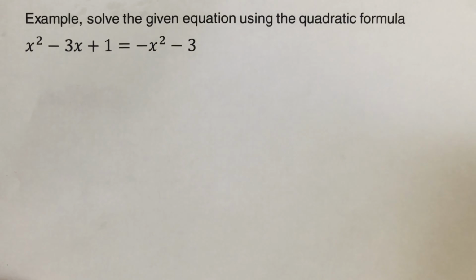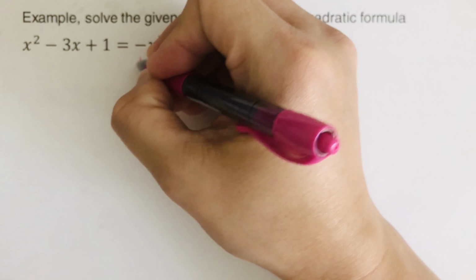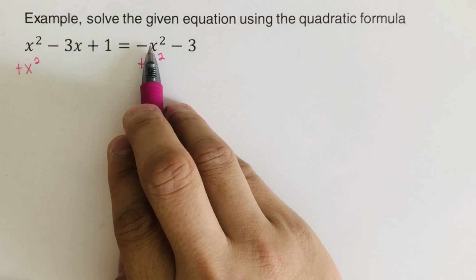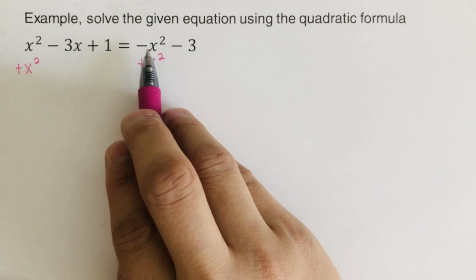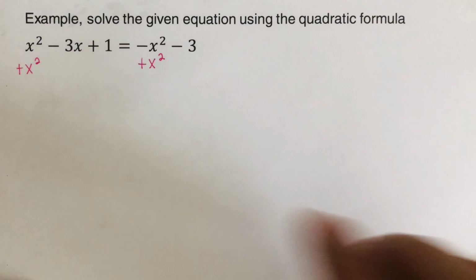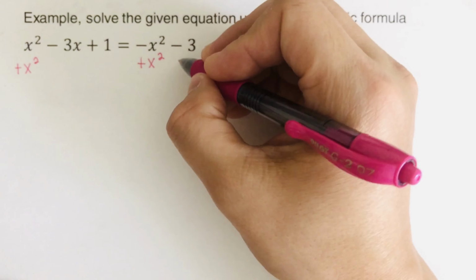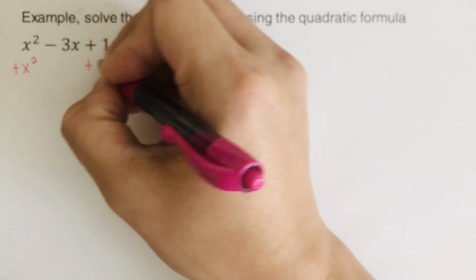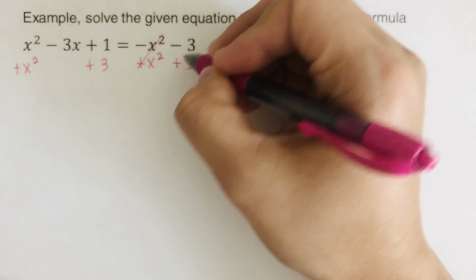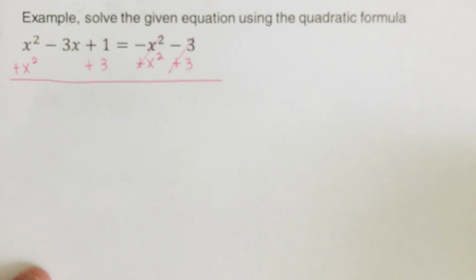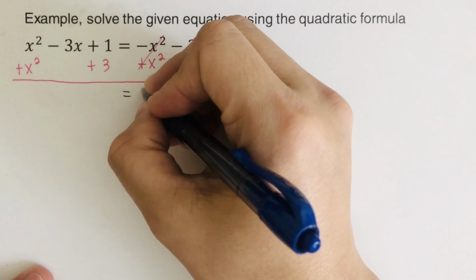What we are going to do is add x squared to both sides, pretty much like combining like terms. So that's plus x squared. We want this side to be 0, because that's the general form of the equation in order to solve for x. Then we're going to add 3 to both sides. So that's plus 3 and plus 3. Then we can cross these two out, which means the right side now is 0.